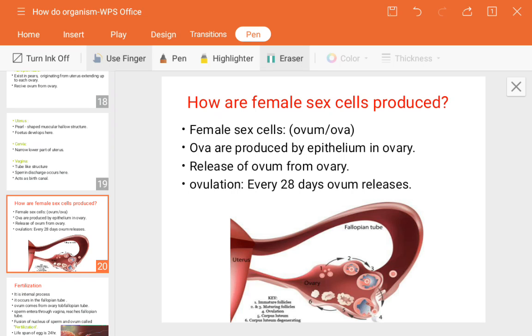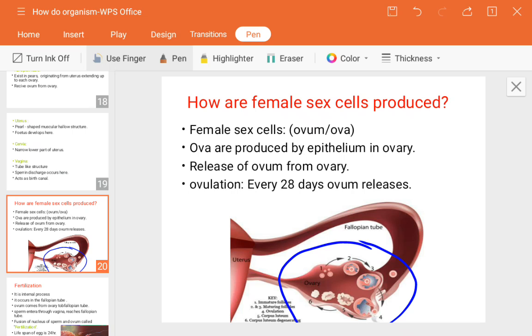The female sex cells are known as ovum or the ova. The ova are produced by the epithelium in ovaries. So see, the ova are produced by the epithelium in ovaries, which means the ovary is made up of the epithelial tissue. So in detail the structure is as I have shown you here.